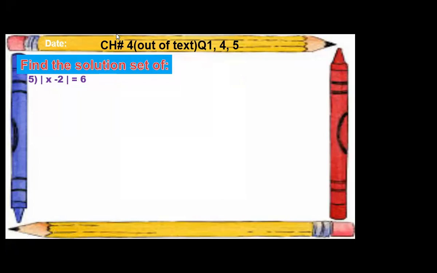Okay, Sanya, I am going to explain you again by showing the notebooks of these students. First, copy down question number 5. Look at this question, beta. Question is mod x minus 2 is equals to 6. Students, this is question number 5. Copy down this question.